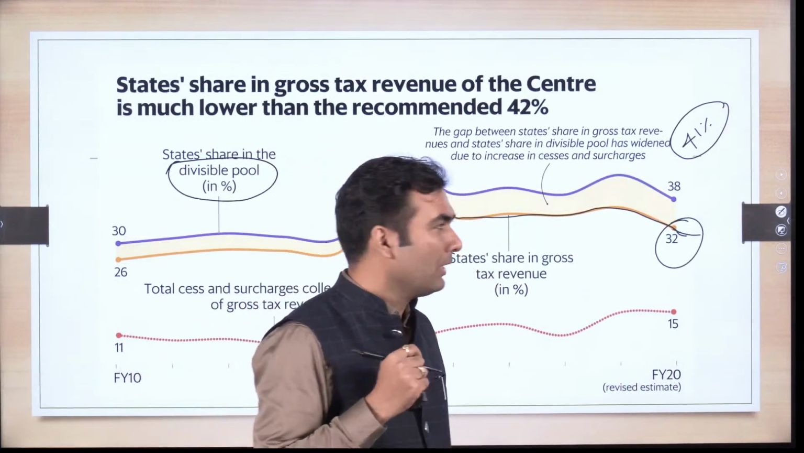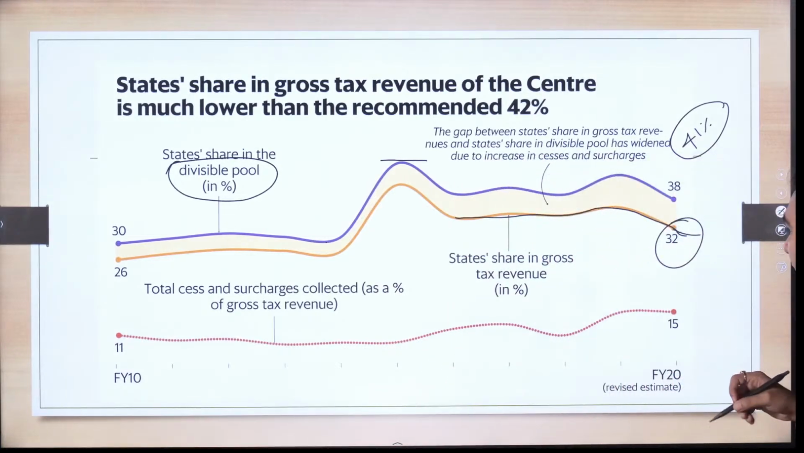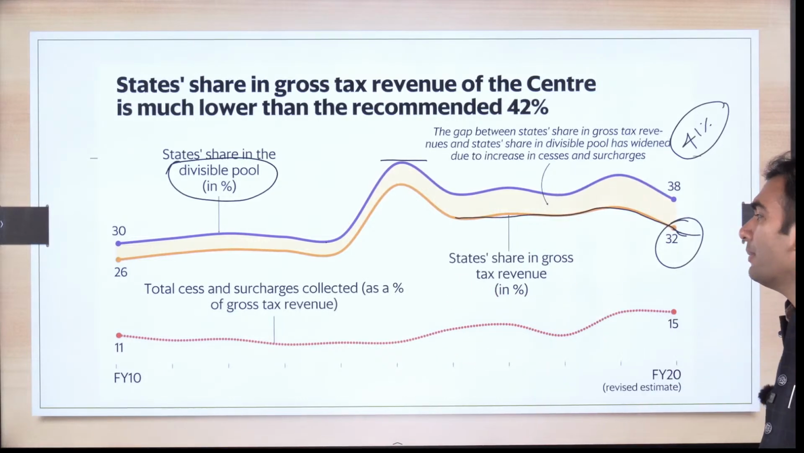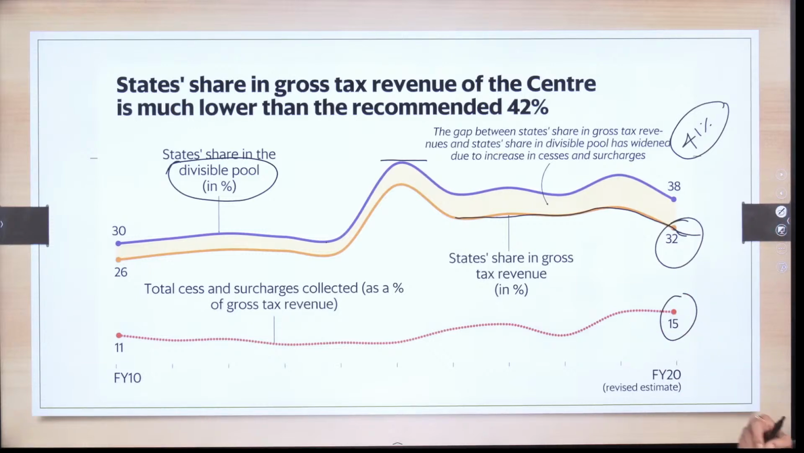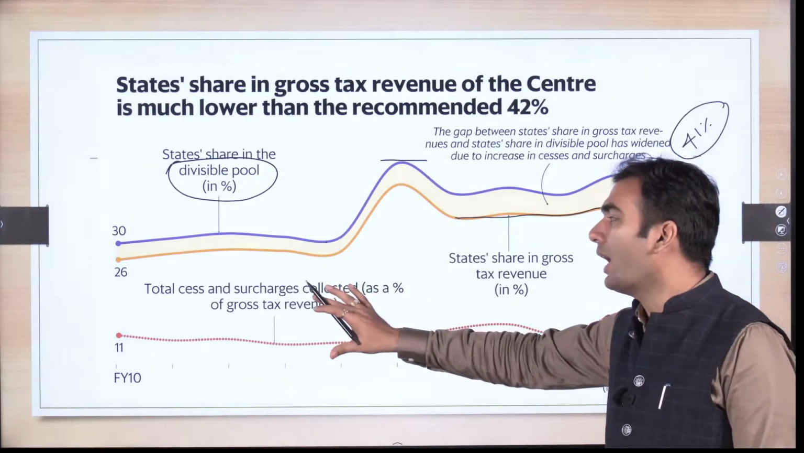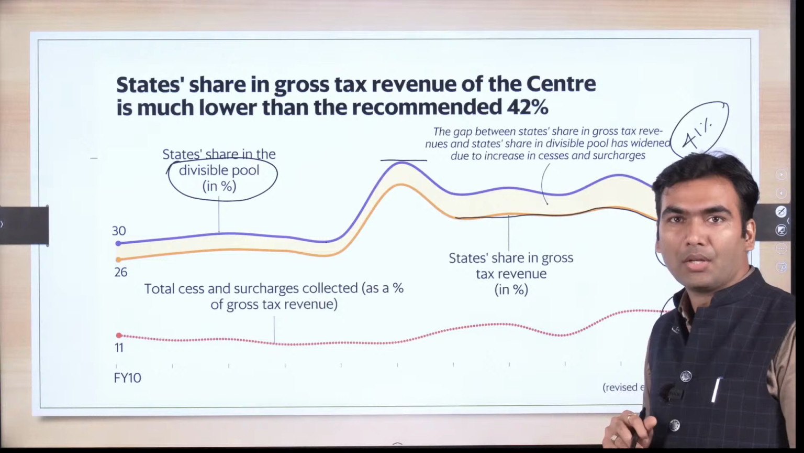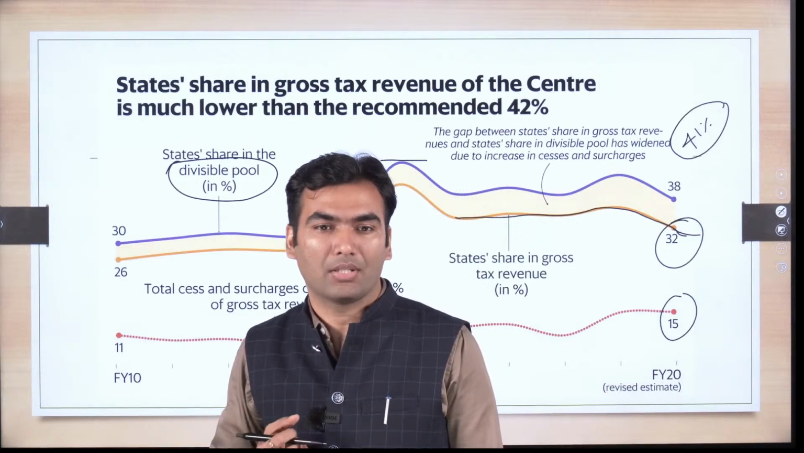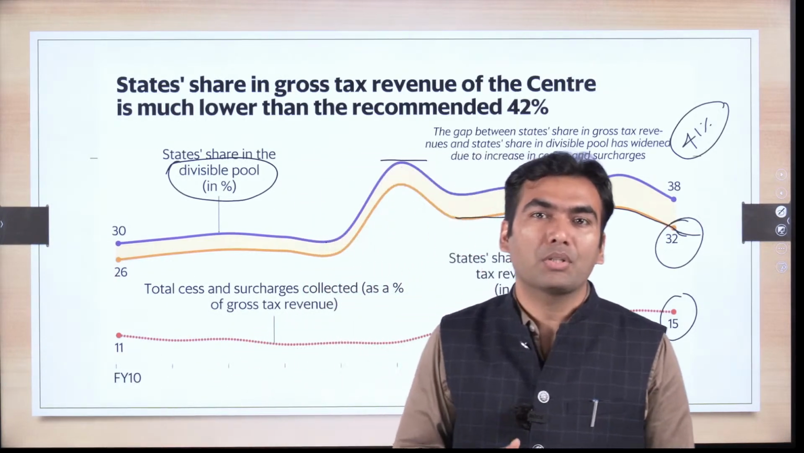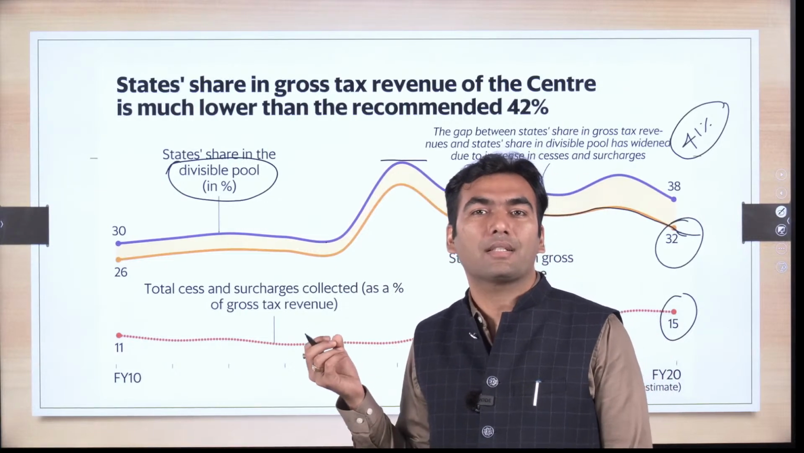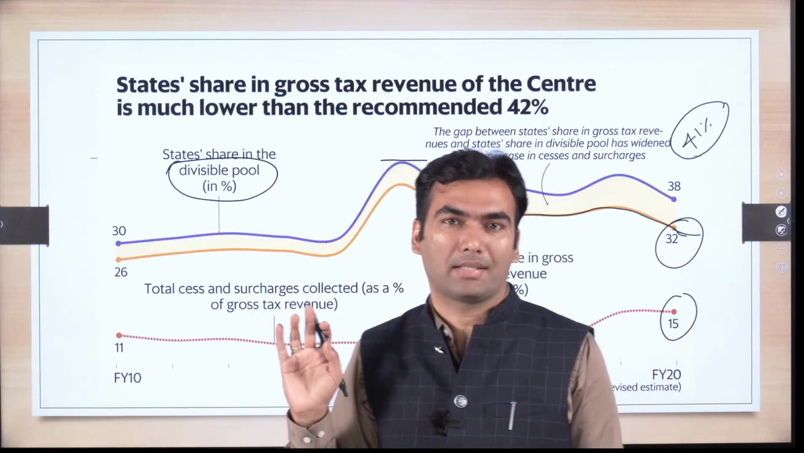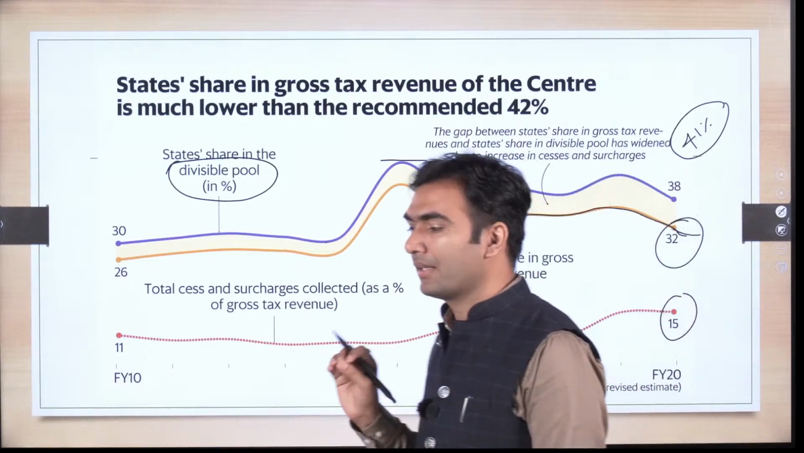What is happening is that the share of cess and surcharges, which was earlier around 11%, has now increased to 15%. And as I have told you earlier, cess and surcharges are not shared with the states. So what the central government is simply doing is increasing the share of cess and surcharges. If it wants to increase the tax rate, rather than increasing the tax rate, it imposes a surcharge.